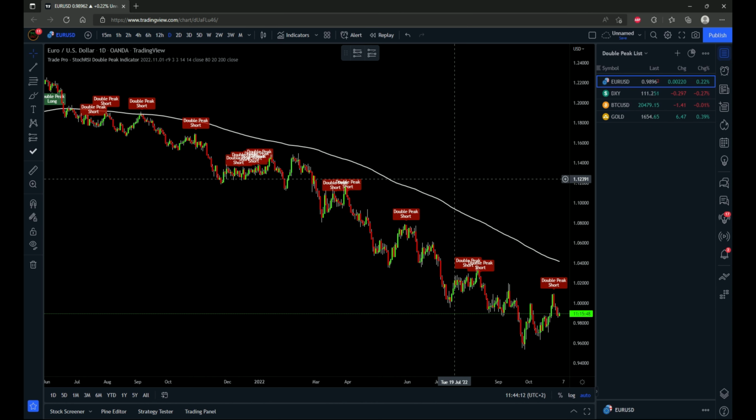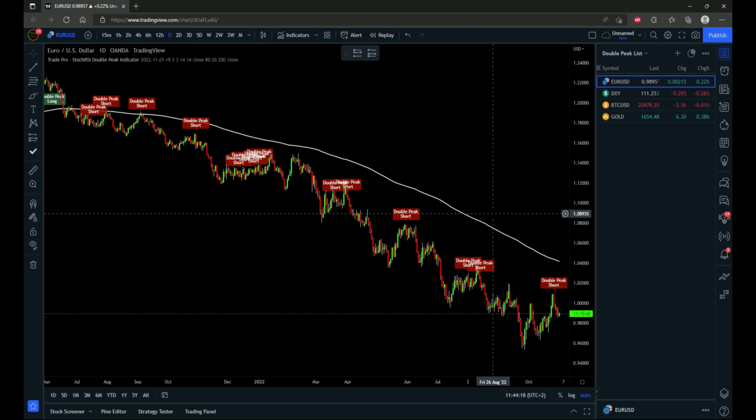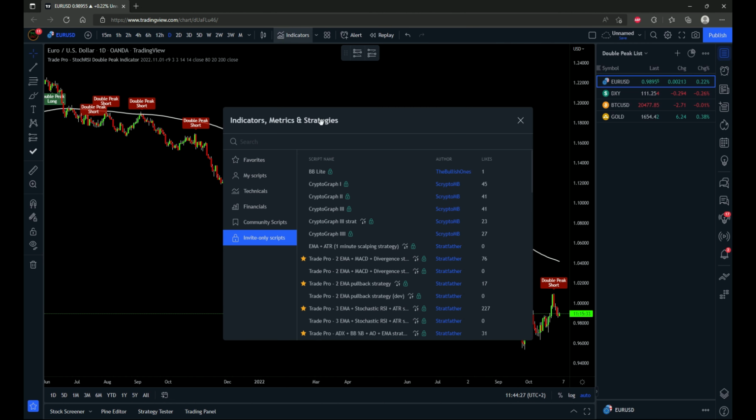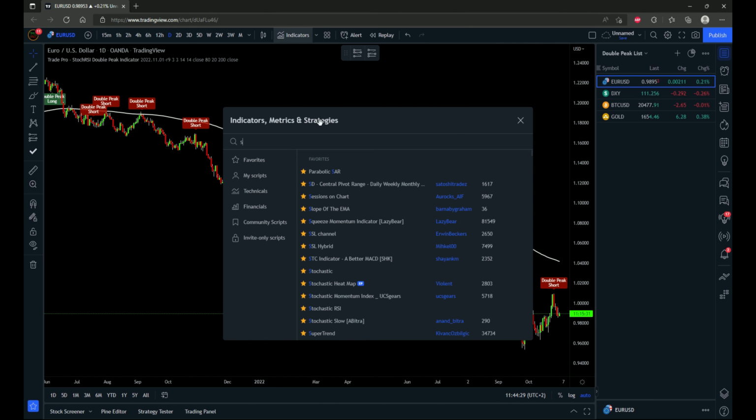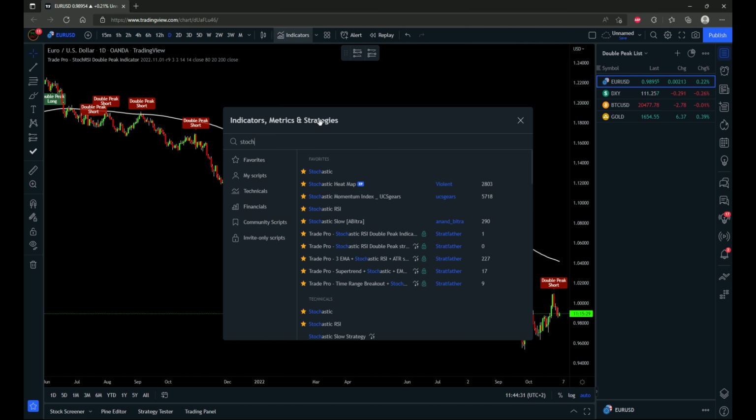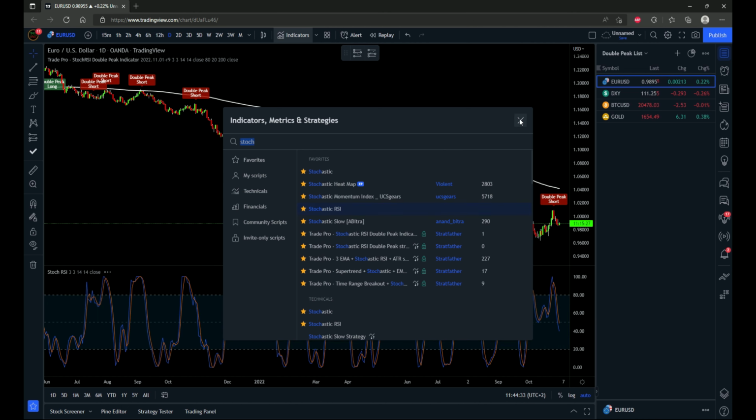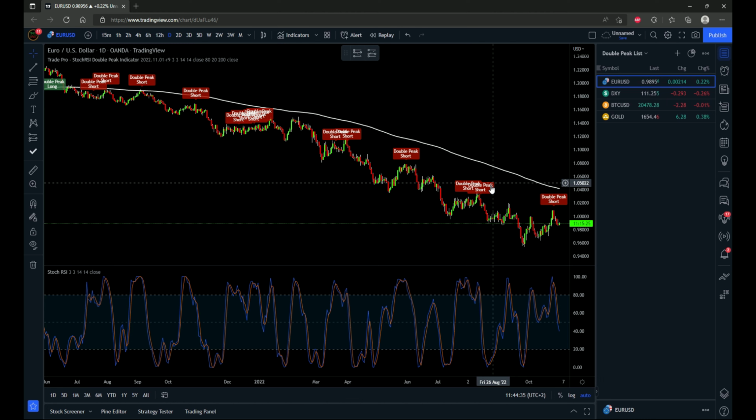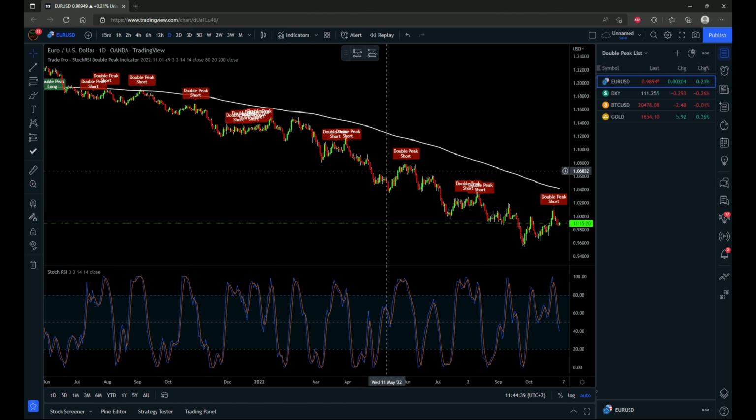And let's talk about what is actually being done here with this indicator. How is it giving these signals? That way, if you don't want to pay money to get access to this and the strategy, you can still kind of manually do it yourself. So I'm going to pop up a stochastic RSI here and then show exactly what is giving these signals, and also why it's called the double peak short or double peak long strategy or indicator.